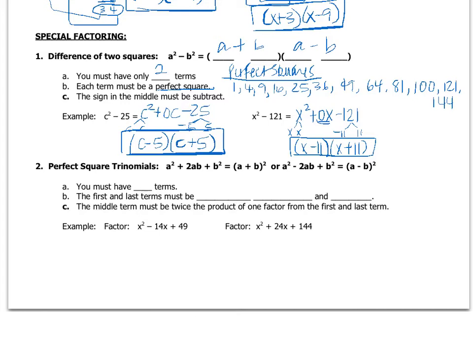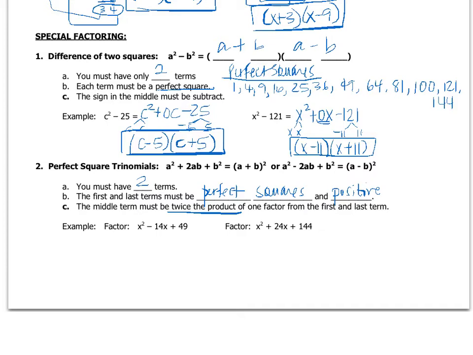The third type that we're looking at is called a perfect square trinomial. It has to have 3 terms. The first and last terms, again, have to be perfect squares, and they also have to be positive. The middle term has to be 2 times the product of the first and the last factor.